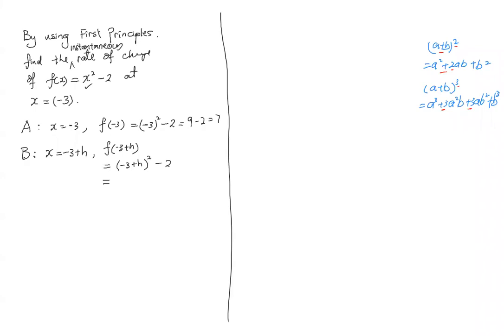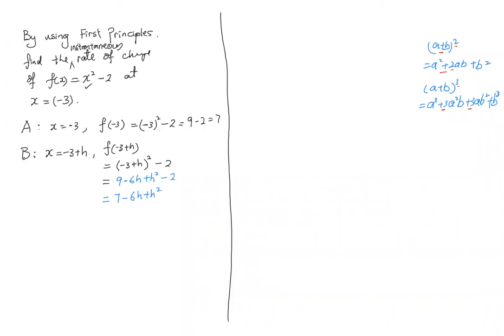Now when we expand this, I will have 9 minus 6h plus h squared. Why do I get 9? -3 squared is 9, and take away 2. So I can simplify this to 7 minus 6h plus h squared. These are all algebra.